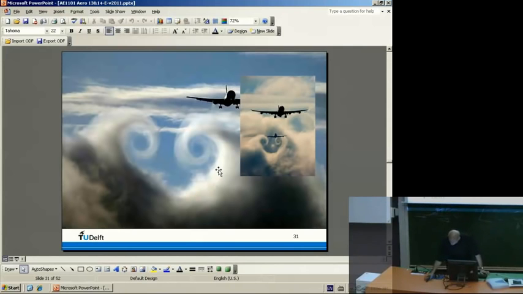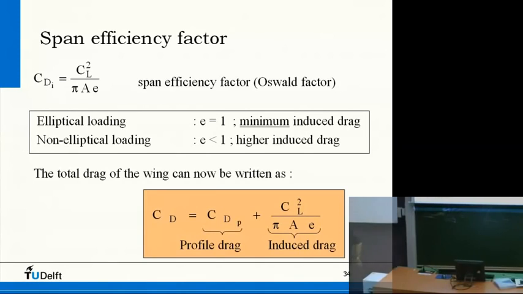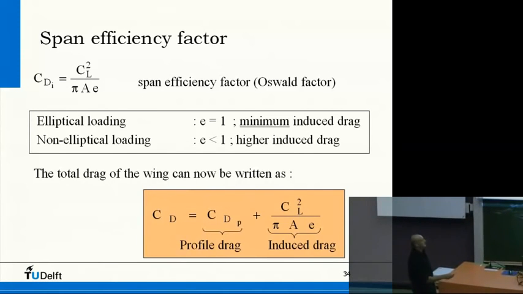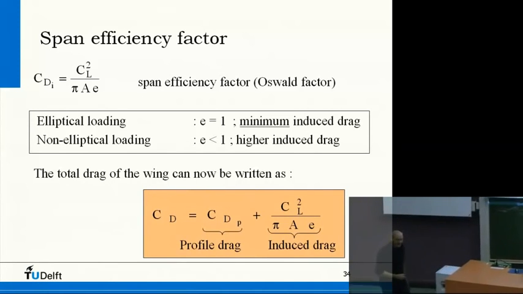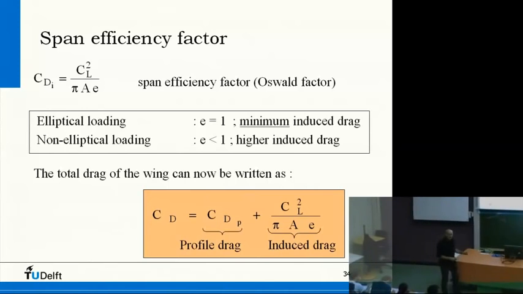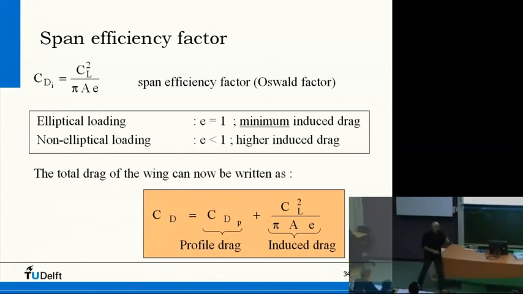Okay, here's where we stopped. So the drag of a wing here is the profile drag plus an induced drag which depends on the CL, the lift coefficient of the wing. So not of the airfoil, but of the wing here. Pi times the aspect ratio times E. And for an elliptical loading, we have E is 1.